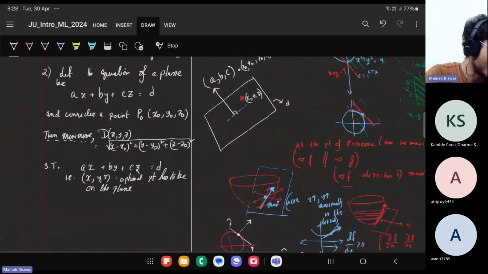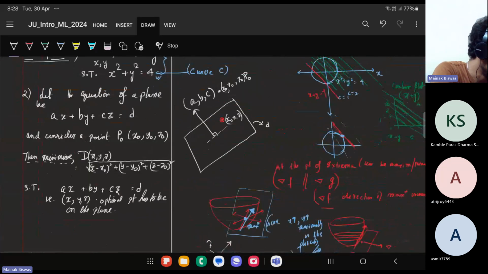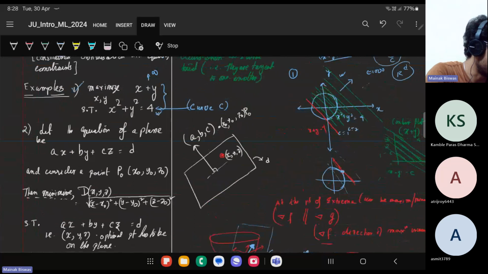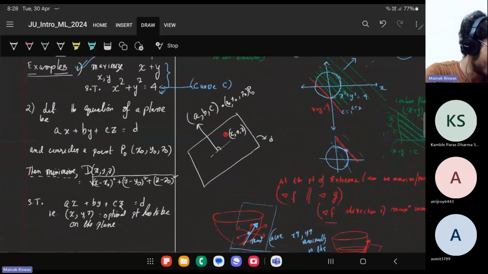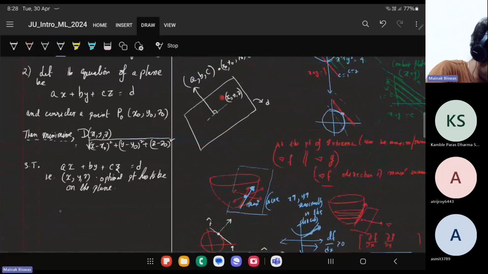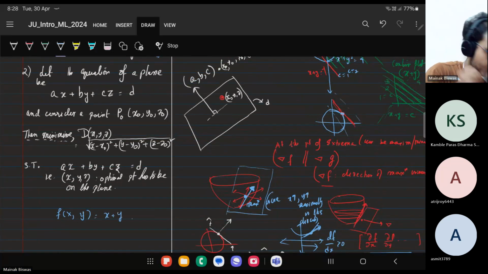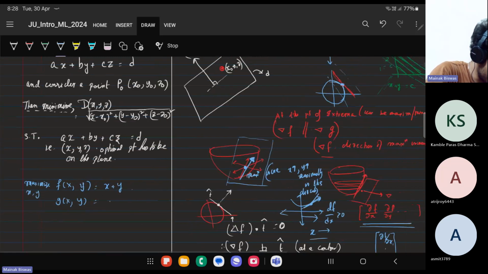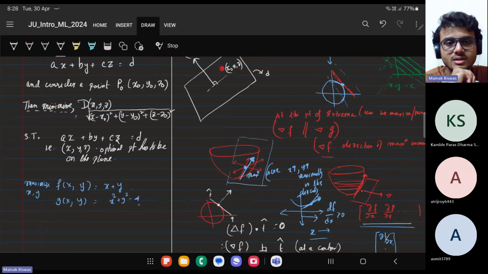Just see, there's also the optimization problem. So this is also there in the calculus part of your syllabus, so we are also doing that together. So now what is f of x here? First question, f of x comma y is x plus y, right? Correct? And what is g of x, y? This is equal to x square plus y square minus 4, right? Yes.